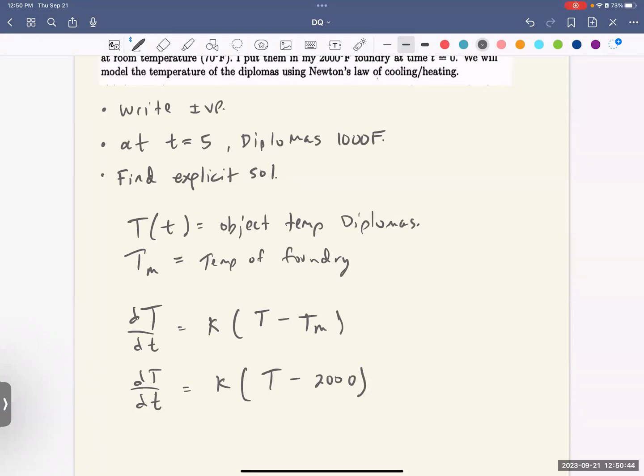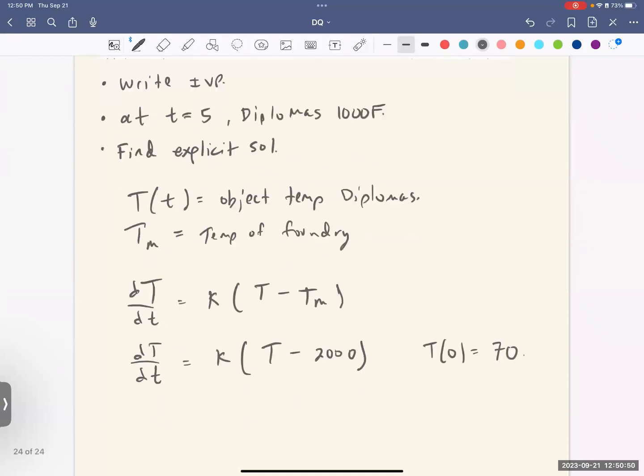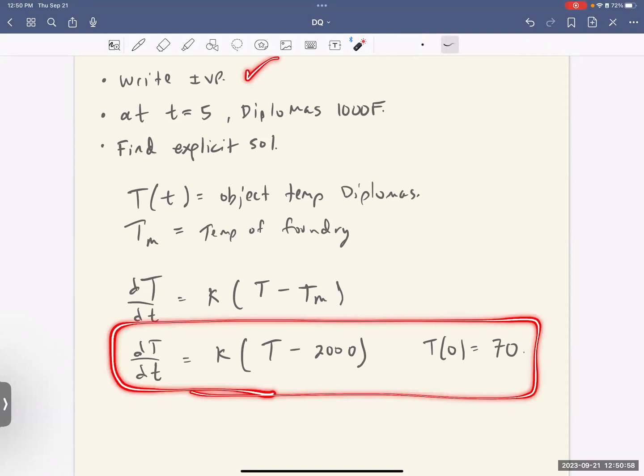And we also have the initial temp of the diplomas, and it was 70 degrees room temperature. So there's our initial value problem that we need to write. Initial value problem, here it is. There's your differential equation and your initial condition over here.